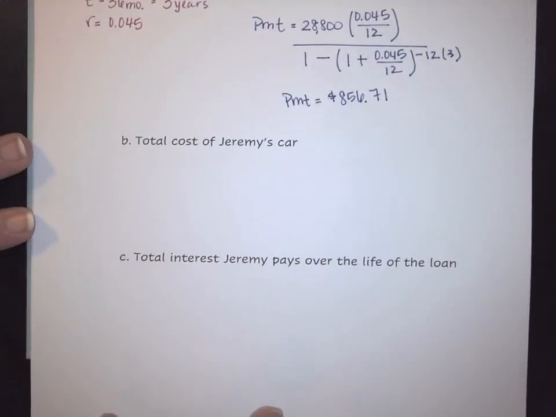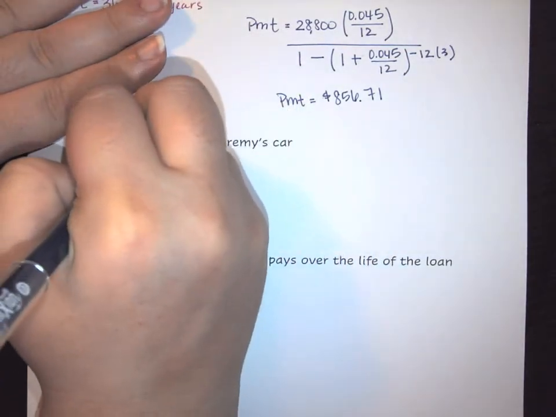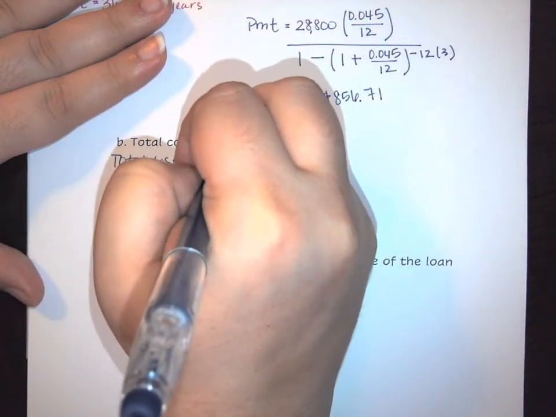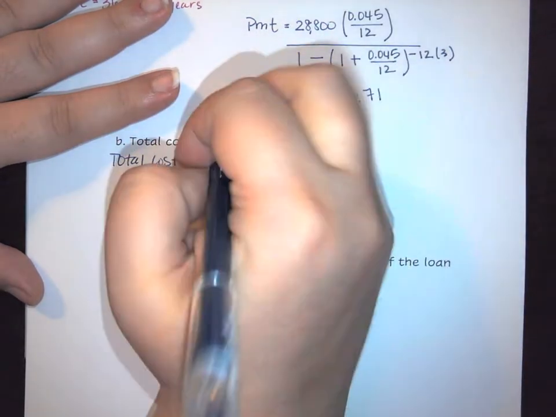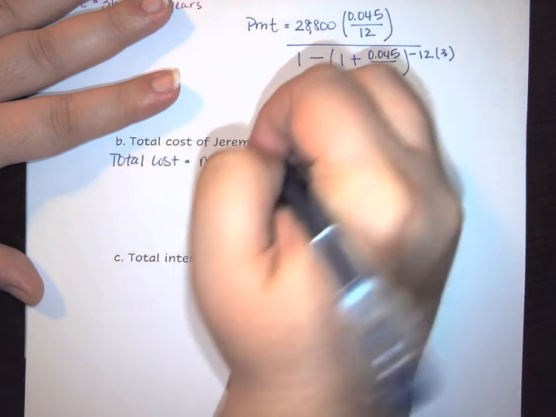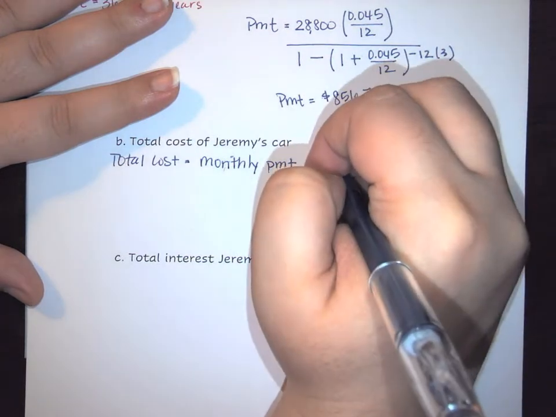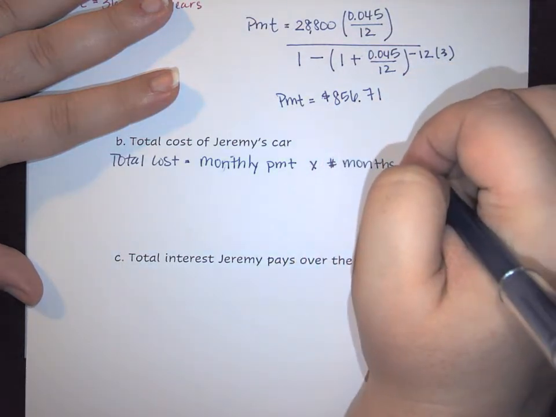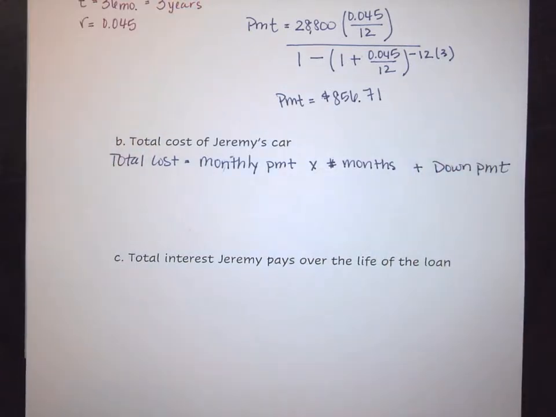Now we have to also figure out the total cost of the car. So the total cost of the car is going to be your monthly payment times the number of months plus your down payment. Okay, and so that is actually going to give you the total cost of your car.